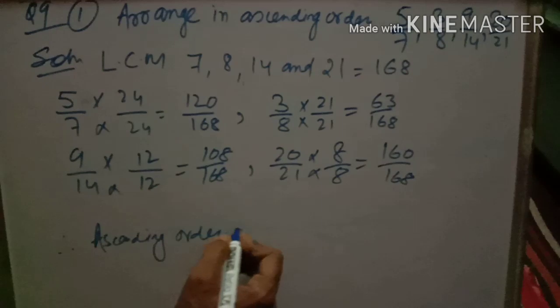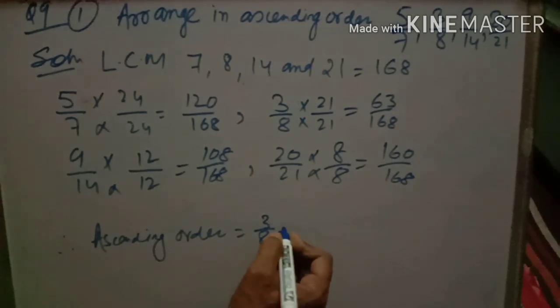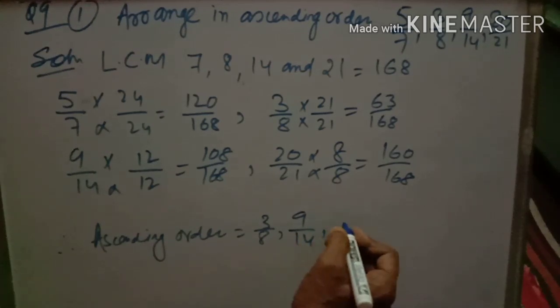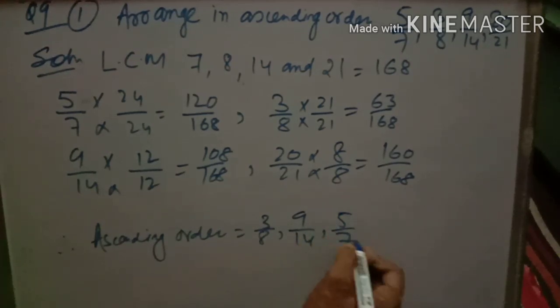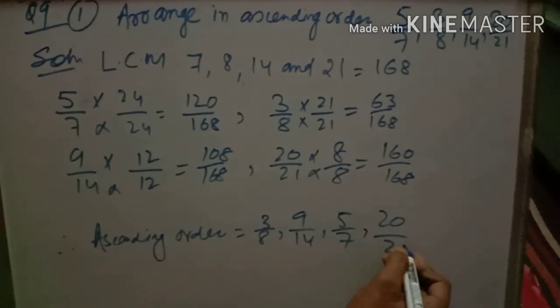Therefore ascending order will be what? You have to write smaller to bigger. 3 by 8, 9 by 14, 5 by 7, 20 by 21. This is all the possible sum from exercise 2.1.